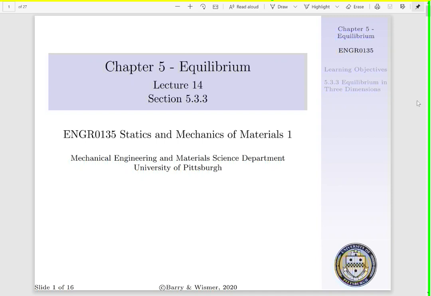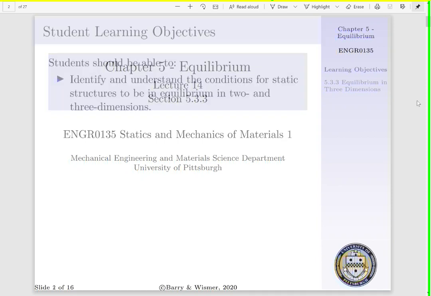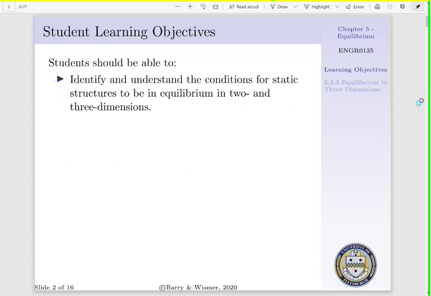Lecture 14 covers Section 5.3.3. At the end of today's lecture, you should be able to identify and understand the conditions necessary for static structures to be in equilibrium in 3 dimensions.